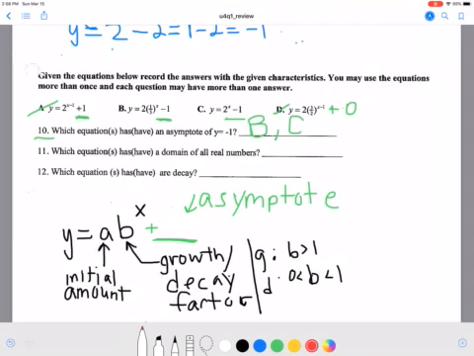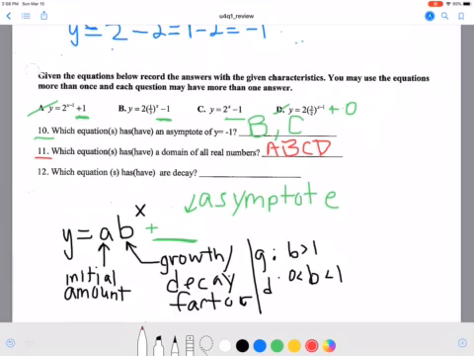Okay, we'll do the next one in red, number 11. Which equations have a domain of all real numbers? All exponential equations have domains of all real numbers. A, B, C, and D. All of them do.